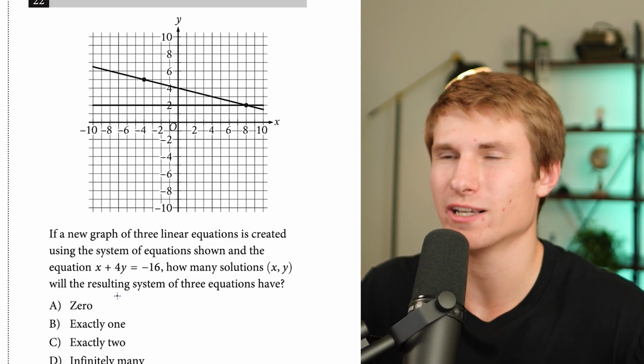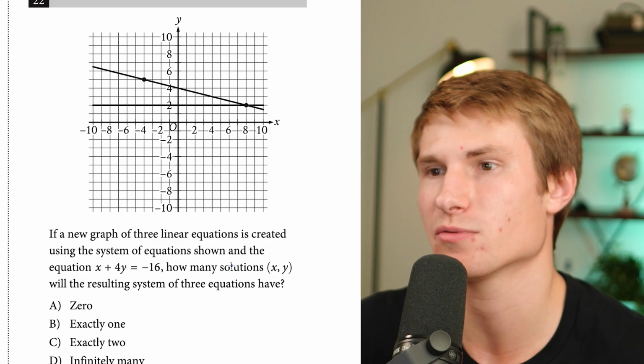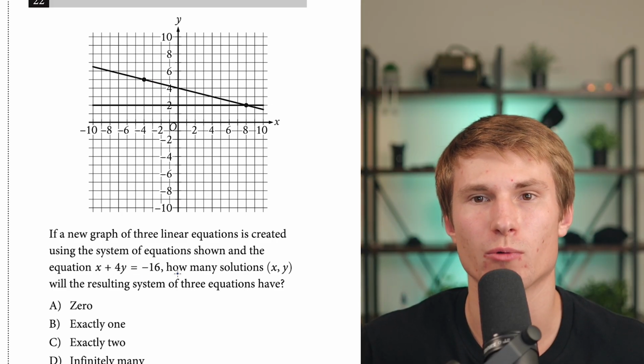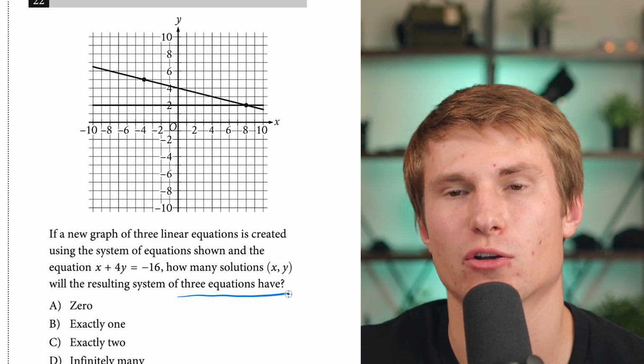Here's how to solve this tricky SAT math question. Question 22 states if a new graph of 3 linear equations is created using the system of equations shown and the equation x plus 4y equals 16, how many solutions xy will the resulting system of 3 equations have?